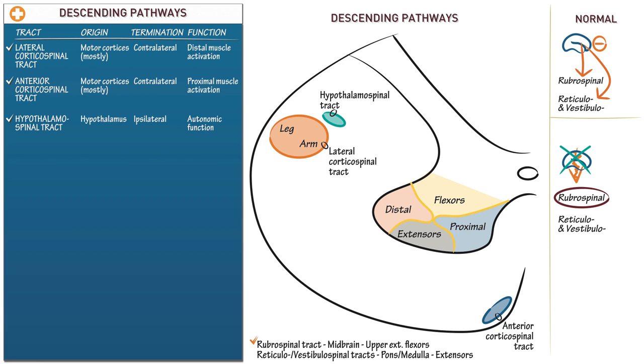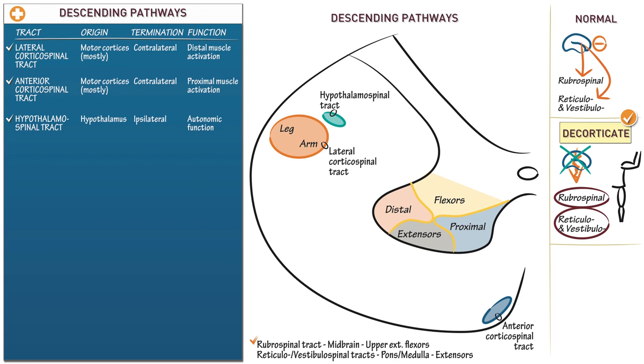The rubrospinal tract produces upper extremity flexion. The reticulo and vestibulospinal tracts produce lower extremity extension. In the appropriate clinical setting, this response is referred to as decorticate posturing.